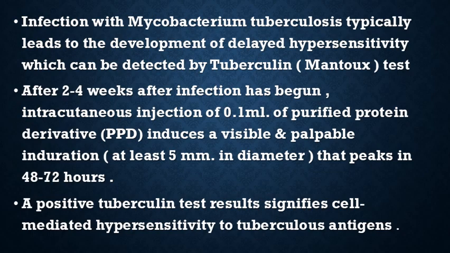Infection with Mycobacterium tuberculosis typically leads to the development of delayed hypersensitivity, which can be detected by the tuberculin or Mantoux test. Two to four weeks after infection has begun, intracutaneous injection of 0.1 ml of PPD, purified protein derivative, induces visible, palpable induration, about 5 mm in diameter, that peaks in 48 to 72 hours. What does a positive tuberculin test signify? It signifies a cell-mediated hypersensitivity reaction to tuberculous antigen.